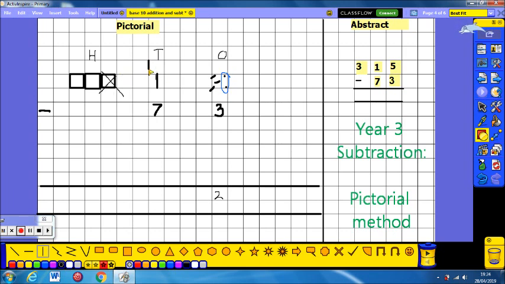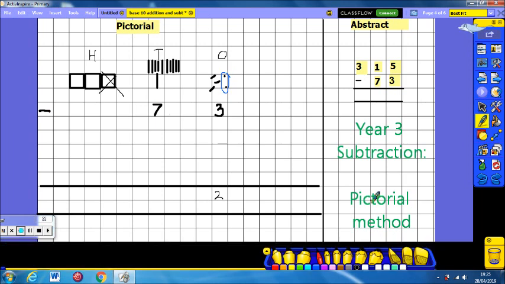So I've got 1 ten, 2 tens, 3 tens, 4 tens, 5 tens. Next square, 6 tens, 7 tens, 8 tens, 9 tens and 10 tens, because those 10 tens equal that 100. Now we can see that I've got 10 tens plus 1, which is 11 tens, and I've got to subtract 7 tens, so it's easier to do now.